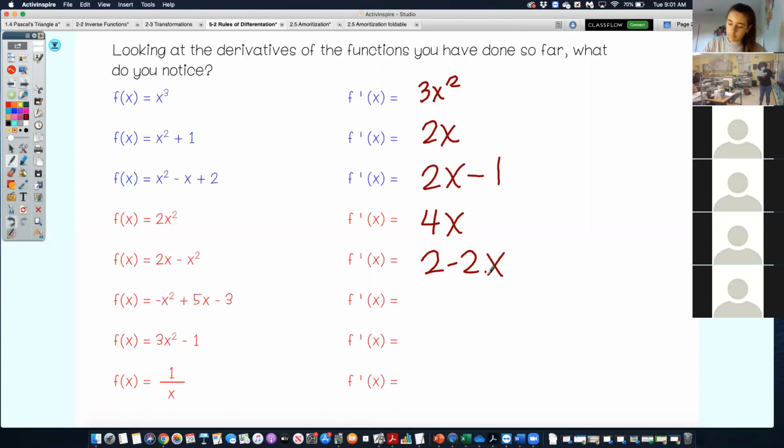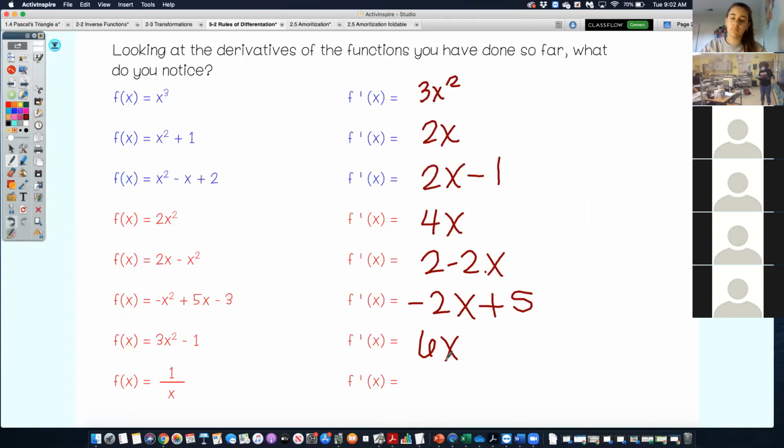This one here was number 19. You had to use the formal definition to find the following. What did you get for number 19? Negative 2x plus 5. This one here was number 20. In 20A, you had to use the formal definition. What did you get there? 6x.